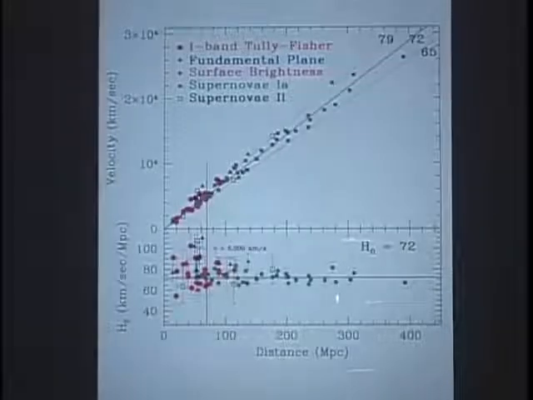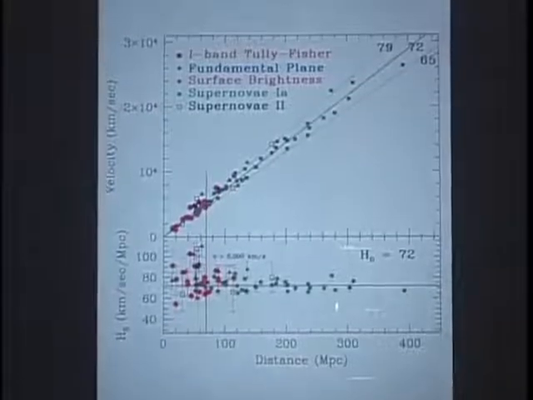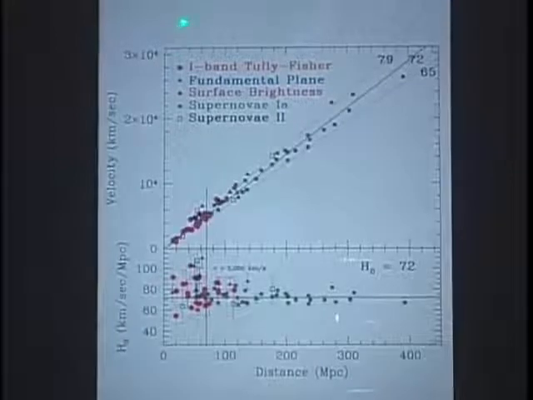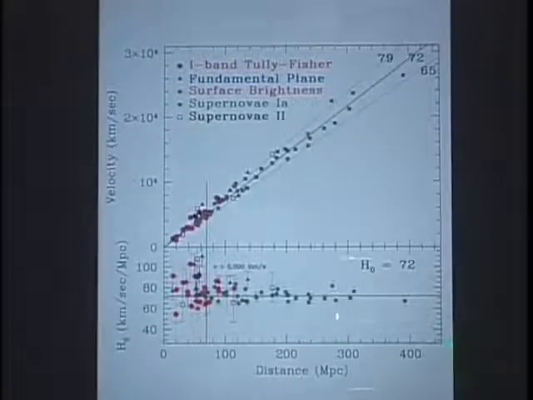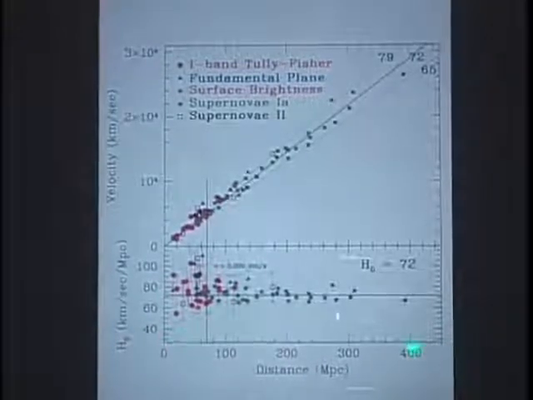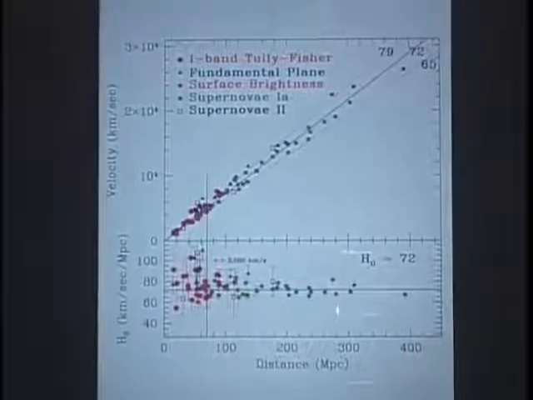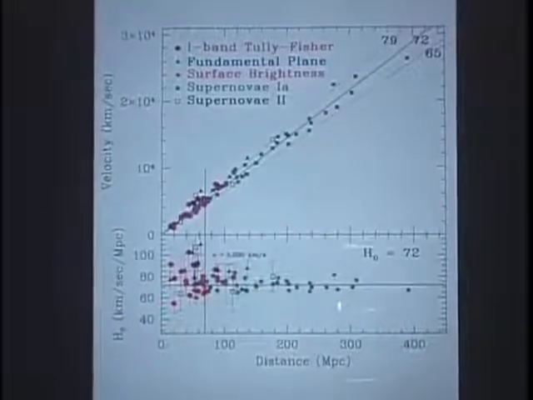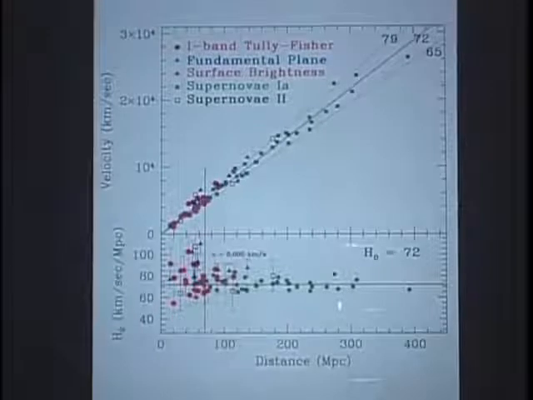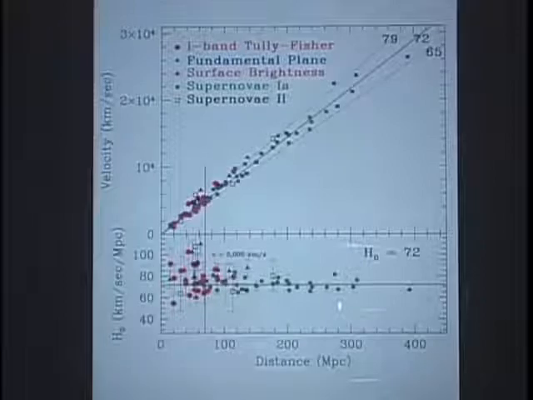This is Wendy Friedman's work. Forget what you see here. Just look at what you see here. The distance. So the farthest object that she was able to get a reliable distance for is 400 megaparsecs. That's a stunning distance, by the way. That's about 1.3 billion light years.